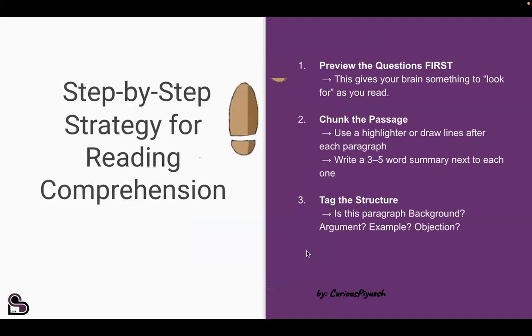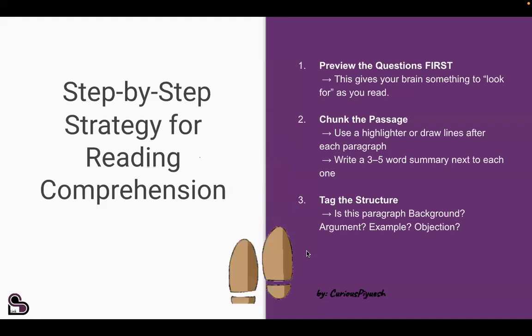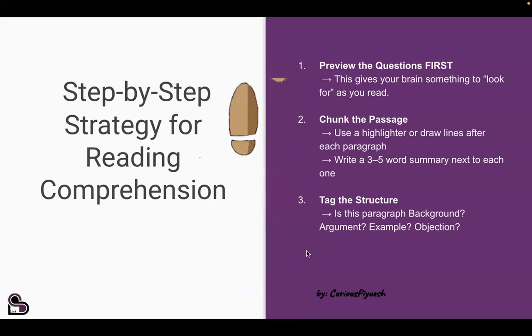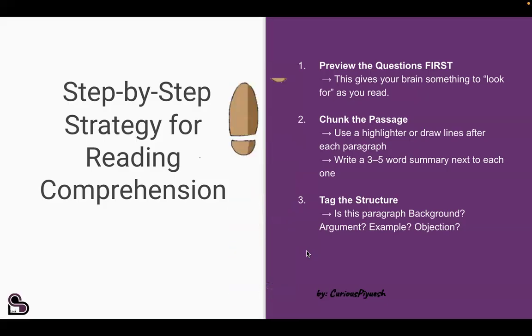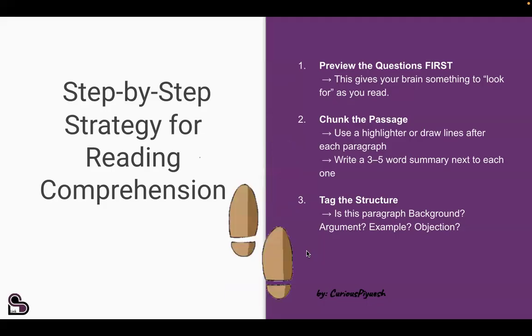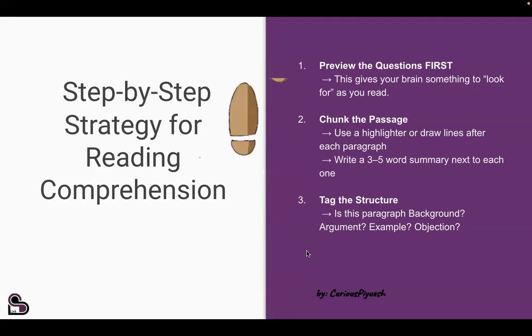The step-by-step strategy for reading comprehension is, first, you're going to preview the questions. This gives your brain something to look for as you read. Then you're going to chunk the passage. We're going to do something called mapping. You'll chunk the passage and use a highlighter or draw lines after each paragraph. Write 3 to 5 words, no more, the fewer the better, as a summary on each one. And then you're going to tag the structure. As you go through the paragraph, is it background, argument, an example, an objection?